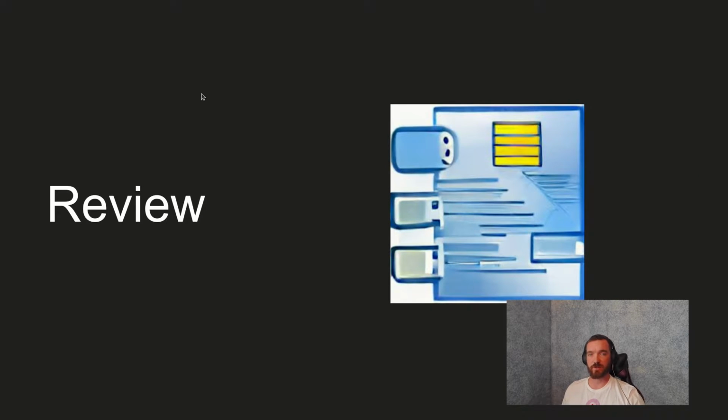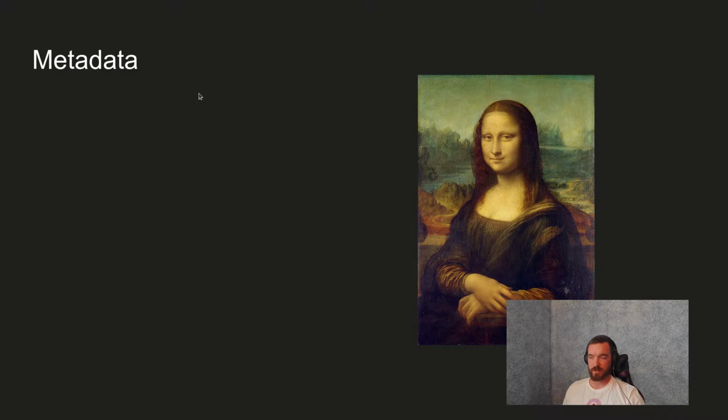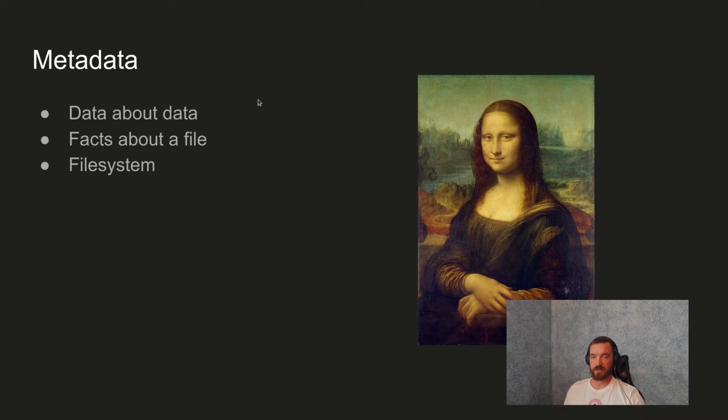So first, some review. Let's talk about metadata again. At its highest level, metadata is data about data. For a painting, that might be who painted the painting, when it was painted, its medium, and so on. For computers, metadata is facts about a file, such as its timestamps, its owner, its group, its permissions.